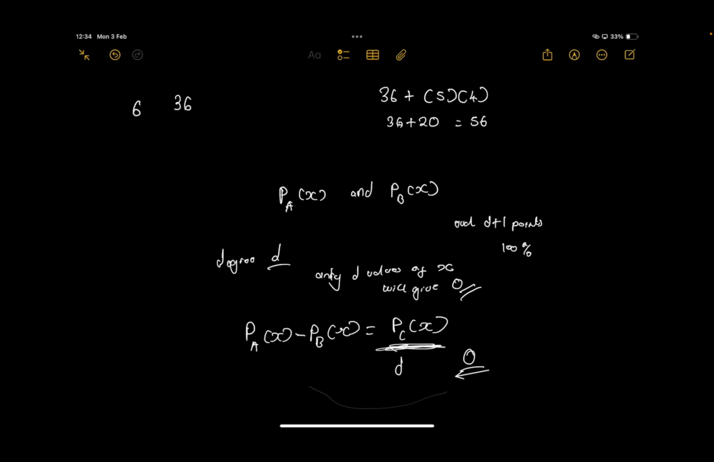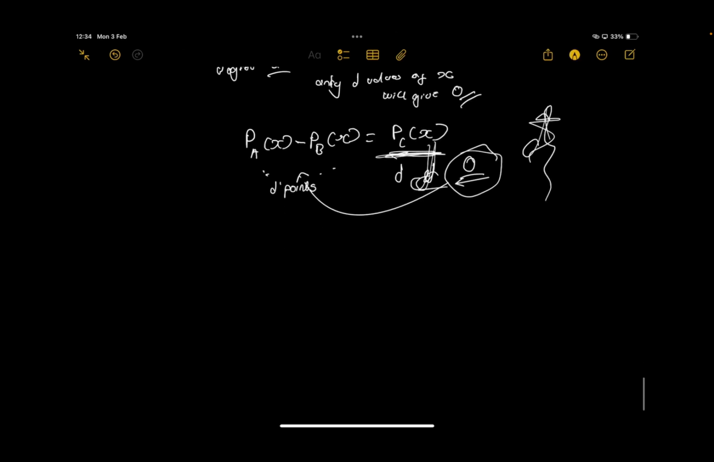Not necessarily. Why? It might have a higher degree. If we have a higher degree, it still passes through the same points. Yeah, but they're not the same. Just because they pass through the same points doesn't mean that they're the same. It's like interpolating.